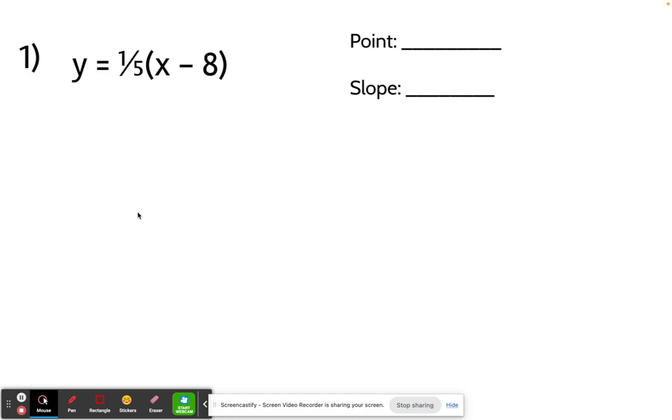Okay, what about this? Well, remember, my equation is y minus y1. So if I'm just left with y, what would my y1 have to be? It would have to be a 0. For that one, my y is 0, my x is 8. My slope is 1/5.